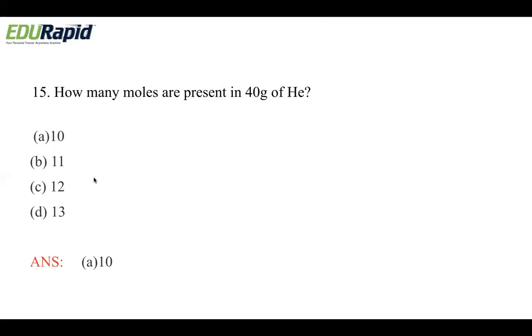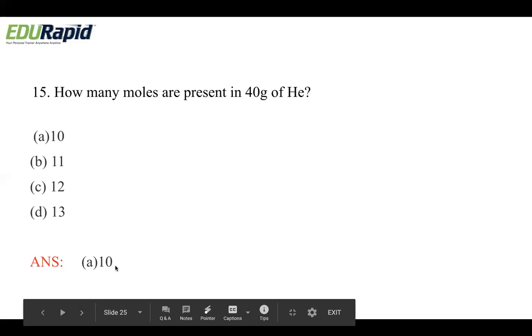Okay, the answer is 10. So helium, yeah, very good, Varsha, it is A. See, helium has an atomic mass of 4. So when you divide 40 by 4, how much will you get? That is 10. That is nothing but the number of moles present in it.